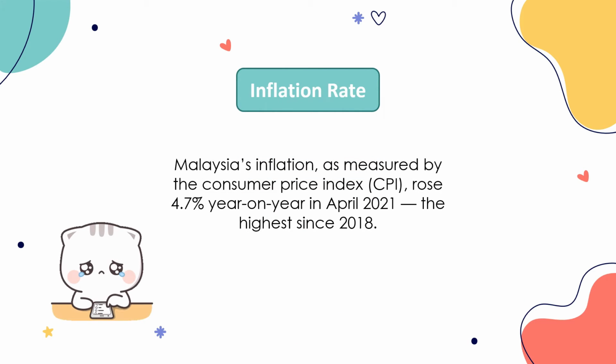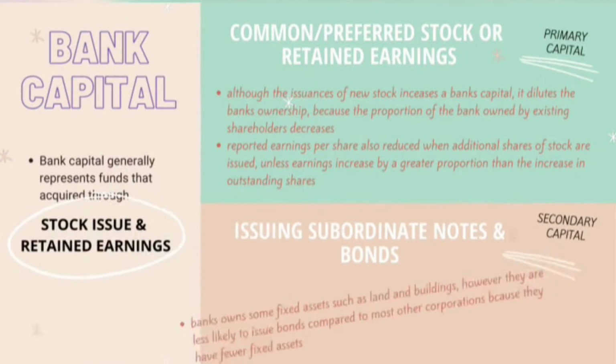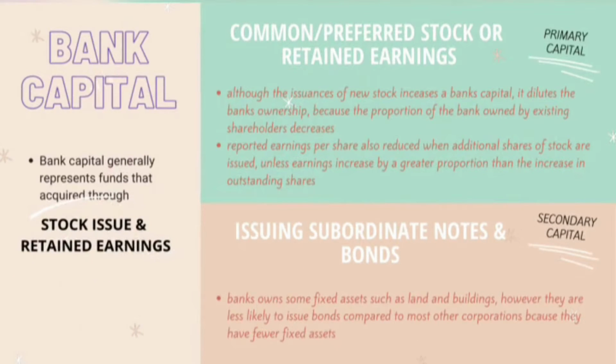On the other hand, Malaysia's inflation rate keeps on rising. Malaysia's inflation, as measured by the Consumer Price Index, rose 4.7% year-on-year in April 2021, which is the highest since 2018. In a statement today, Department of Statistics Malaysia Chief Statistician Datuk Seri Dr. Mohd Uzir Mahidin said that the trend is expected to continue until the first quarter of 2022. I will be continuing with bank capital.